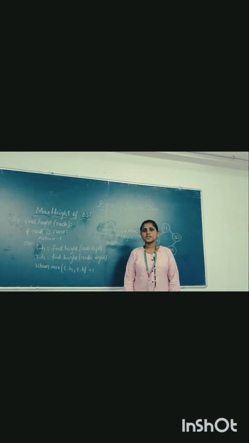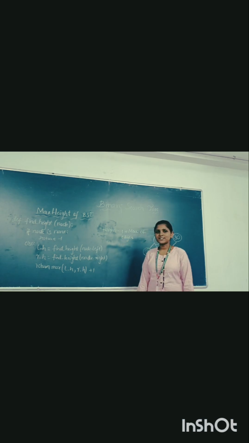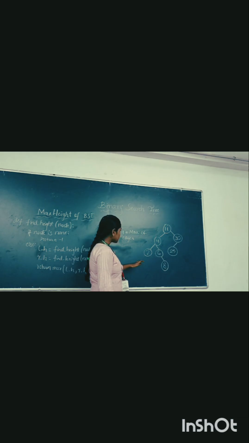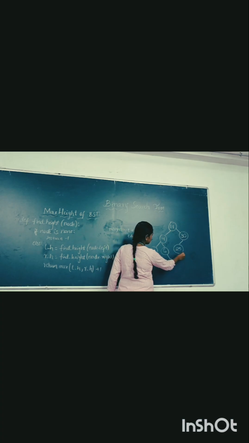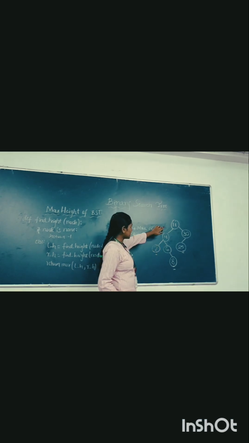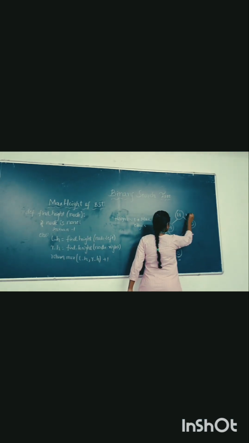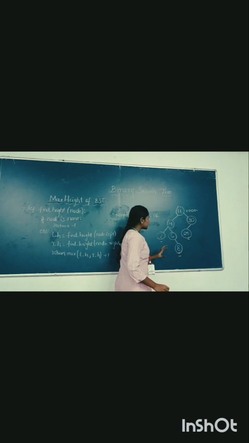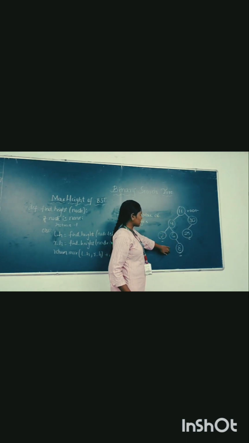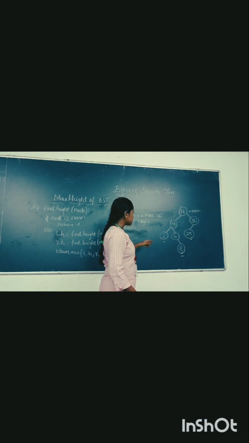Now let us find the maximum height in a binary search tree. If you look at the example, let me know how many leaf nodes are present in this BST. Here 2 is a leaf node, 8 is a leaf node, and 25 are the leaf nodes. If I want to find the height, starting from the root level, the maximum number of edges between the root node and a leaf node is called the height.